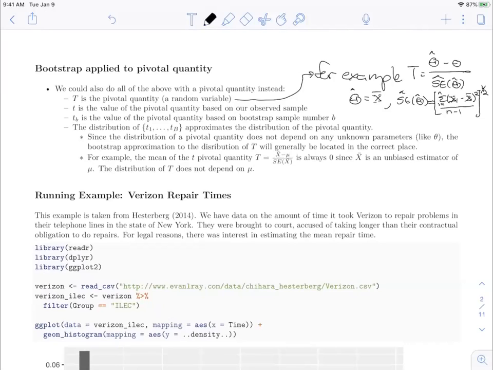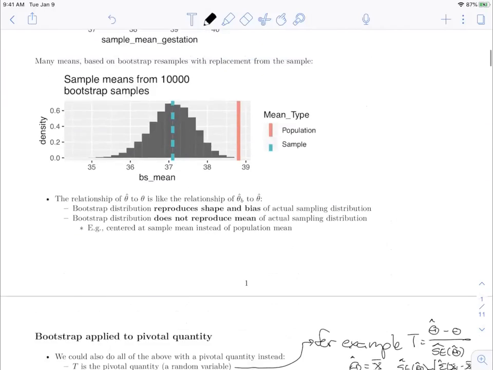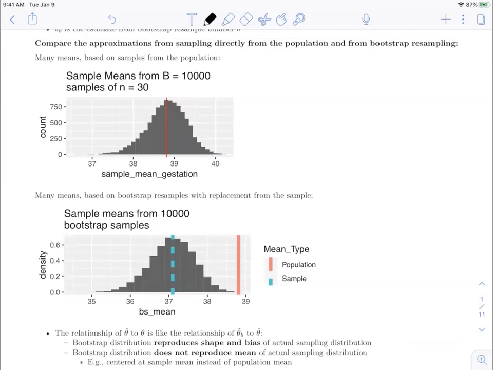Okay, so the thing that's nice about pivotal quantities is that part of the definition of a pivotal quantity is that its distribution does not depend on unknown parameters like theta. And so this gets rid of this problem up here. The reason that the actual sampling distribution is different from the bootstrap approximation to the sampling distribution is that they're centered in different locations. And the location corresponds to the parameter we're trying to estimate. So the problem here is that the sampling distribution of the estimator depends on the unknown parameter theta. So this is why the actual sampling distribution is different from the bootstrap approximation to the sampling distribution.